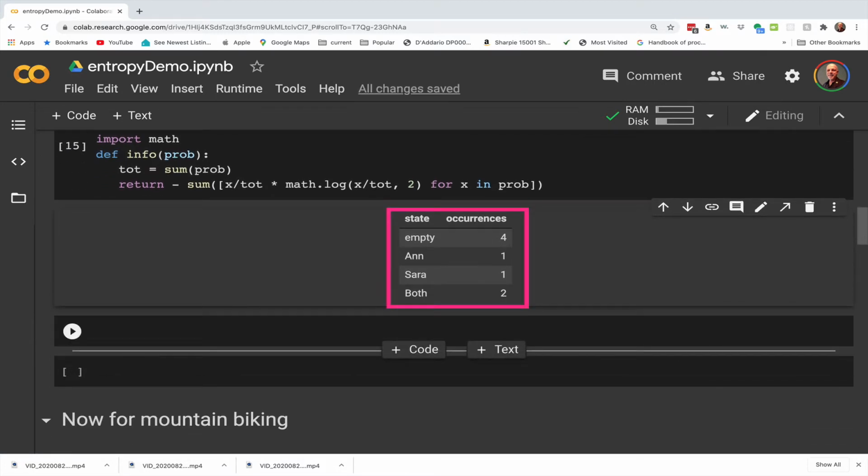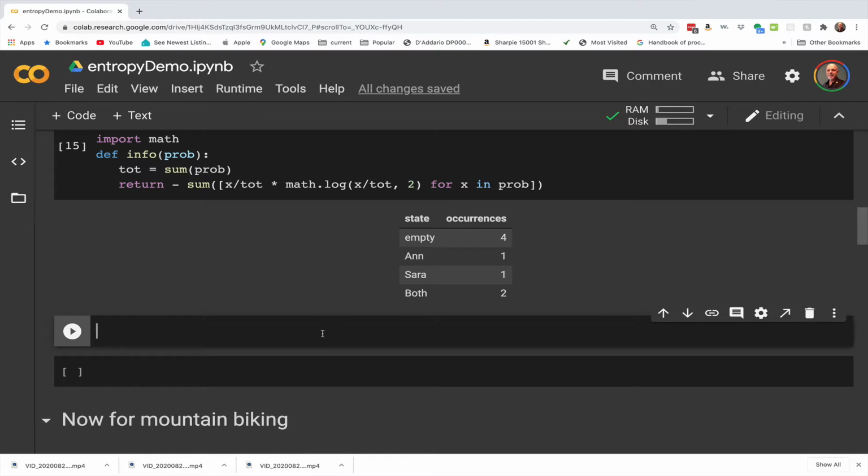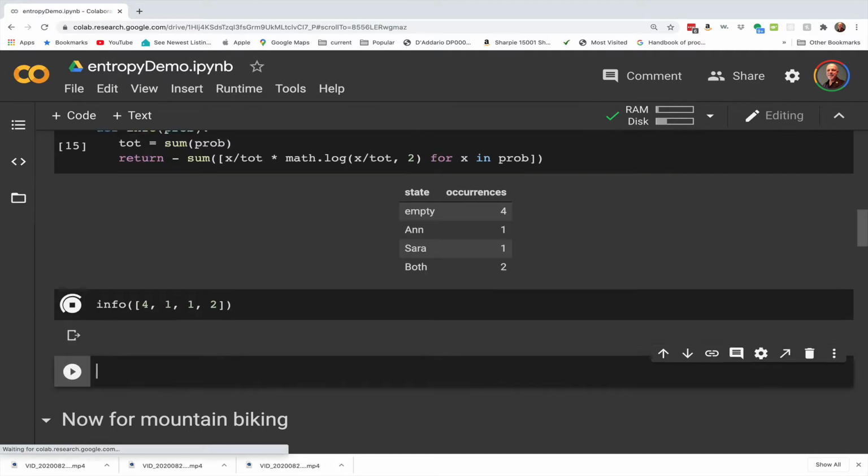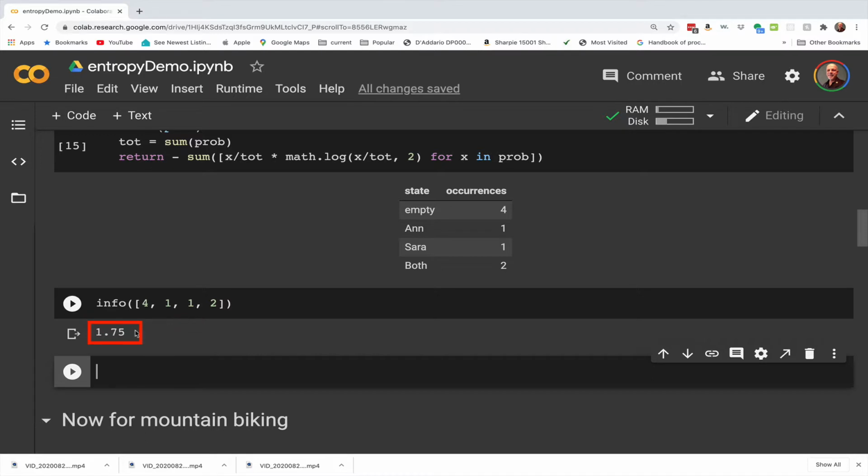And progressing down in the simple tasks we're doing. So here is that first thing we did where we looked at who was home, and 4 times it was empty that we looked. Once Anne was there alone, once Sarah was there alone, and twice both people were there. So let's just check my formula to see if it's correct. So that would be info, and then I just put in those numbers, 4, 1, 1, 2. And that's what we came up with before. It takes on average 1.75 bits to encode this task.